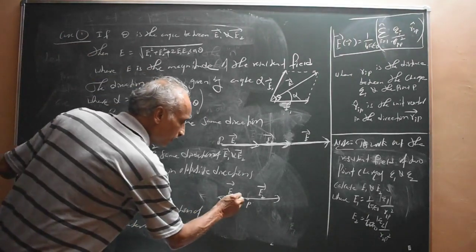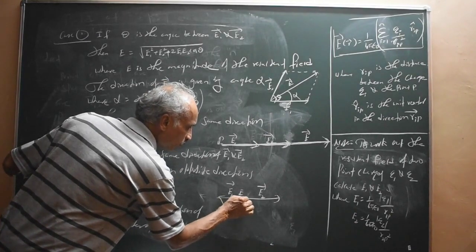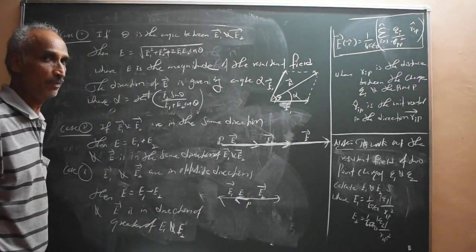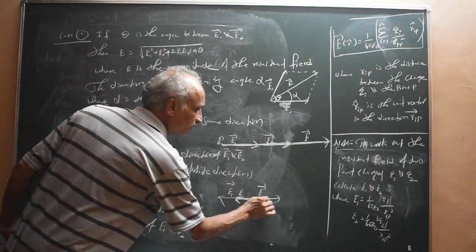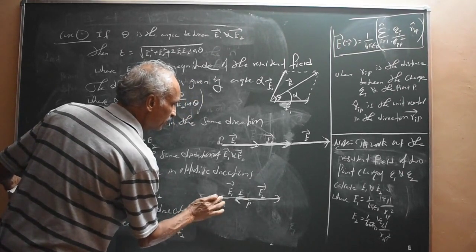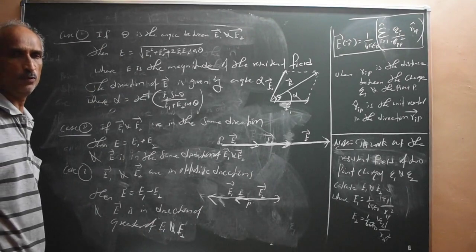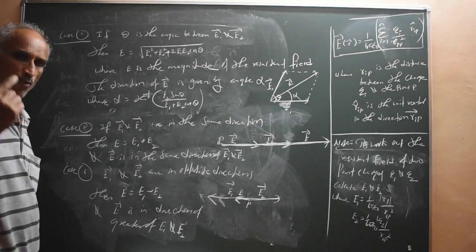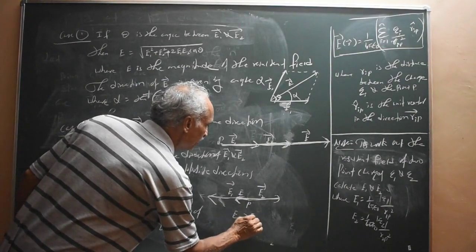So now, E is only this much. The length represents the magnitude; in a vector, length always represents the magnitude. The smaller the length of the line segment which represents that vector, the smaller is its magnitude. Okay, here is the case of E1 greater than E2.